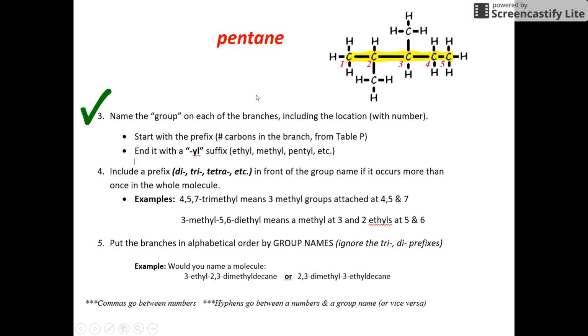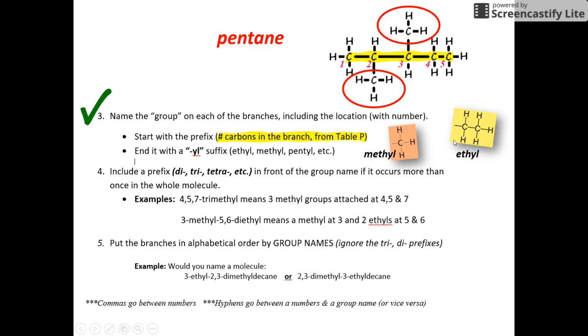and now we just have to go on to step 3. We have to name these groups on the branches. We got a group here, and we've got a group here. Well, how do we name them? We start with the prefix using the number of carbons that are in the branch that we get from table P. Okay? Table P would tell us that something with 1 carbon would be a methyl, something with 2 carbons would be an ethyl, something with 3 carbons would be a propyl.